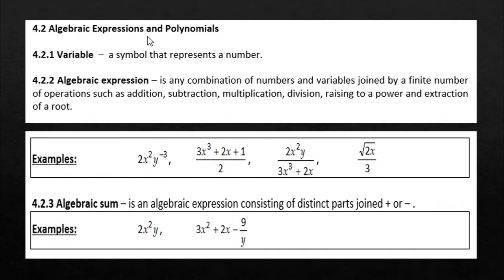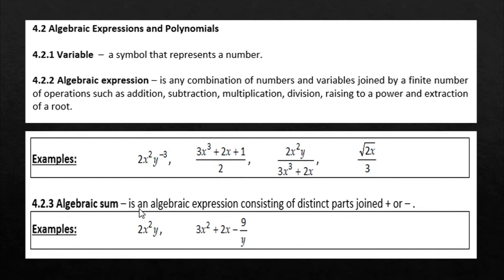Algebraic expressions and polynomials. Variable: a symbol that represents a number. Algebraic expression is any combination of numbers and variables joined by a finite number of operations such as addition, subtraction, multiplication, division, raising to a power, and extraction of a root. So here are some examples of an algebraic expression.